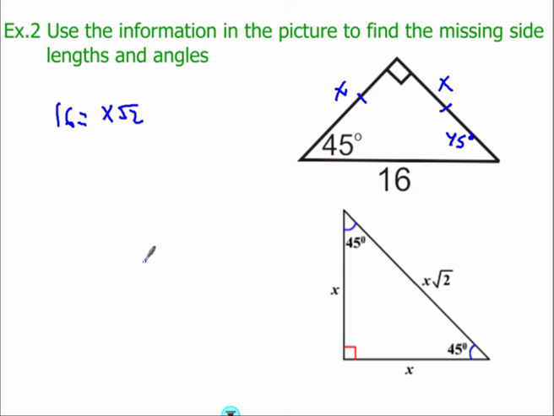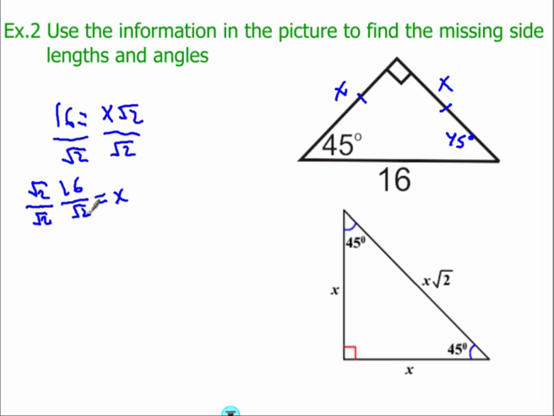Okay, so let's talk about how to solve for this. To find x, we're going to divide both sides by the square root of 2. So I end up with 16 over the square root of 2 equals x. This is a problem because we do not want to have this radical down here in the denominator. We've got to find a way to get rid of it. One way we can get rid of that is by multiplying just this side by square root of 2 over square root of 2.